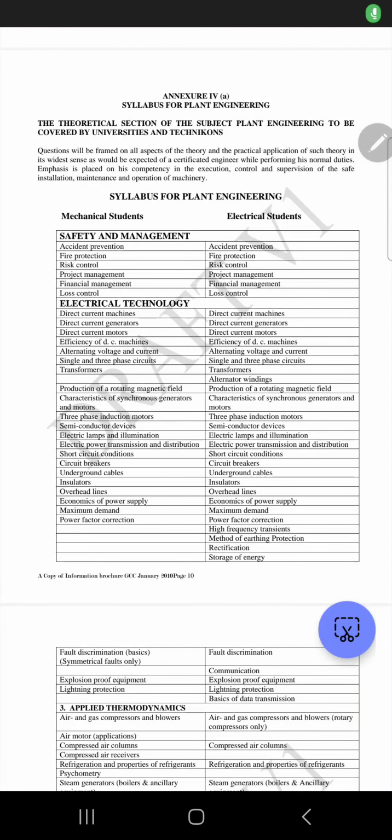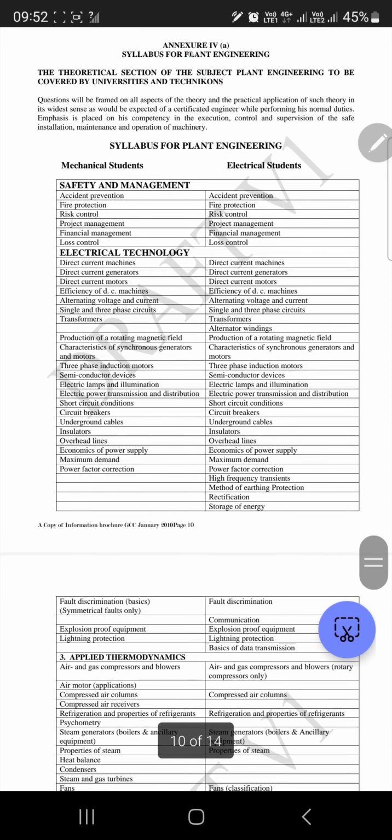Okay, looking at the syllabus now for the plant engineering, the factory. This is the factory syllabus. The syllabus is split into two: we have mechanical on this side, and electrical also on this side. For mechanical, these are the subjects. The syllabus is the same, but there are other modules that you're not going to do.